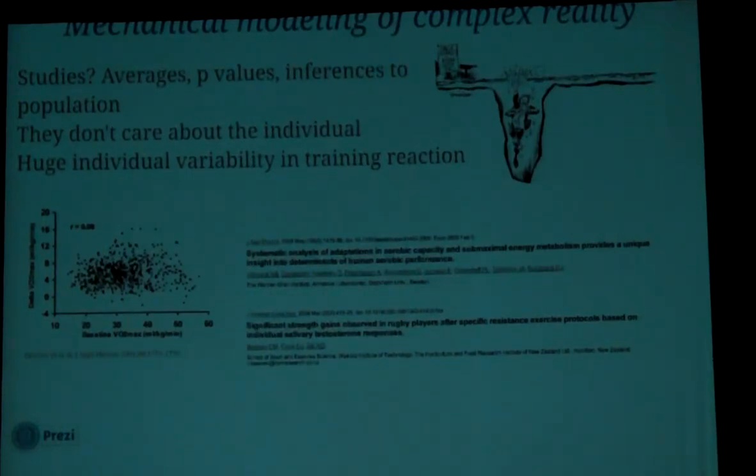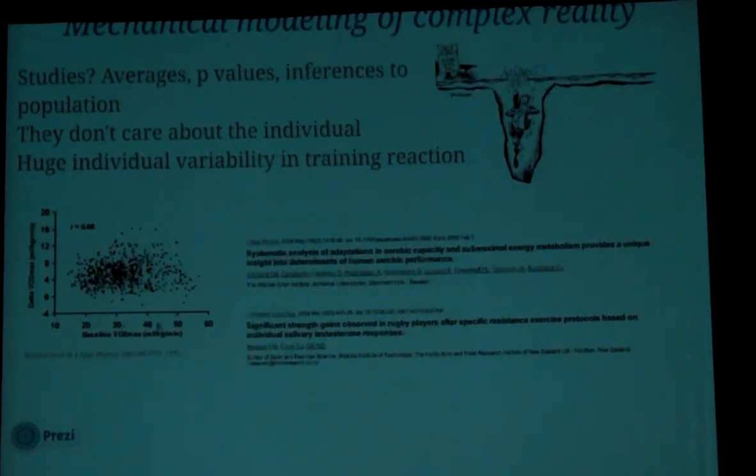One thing I think contributes to the problem is studies. The studies take the group averages, take the p-values, and try to make inferences to a population. The researchers don't care about the individual, at least not lately. They care if a certain training has an effect on a population, so they try to make inferences using a p-value instead of caring about the individual. And we can see huge individual variability in training reaction.